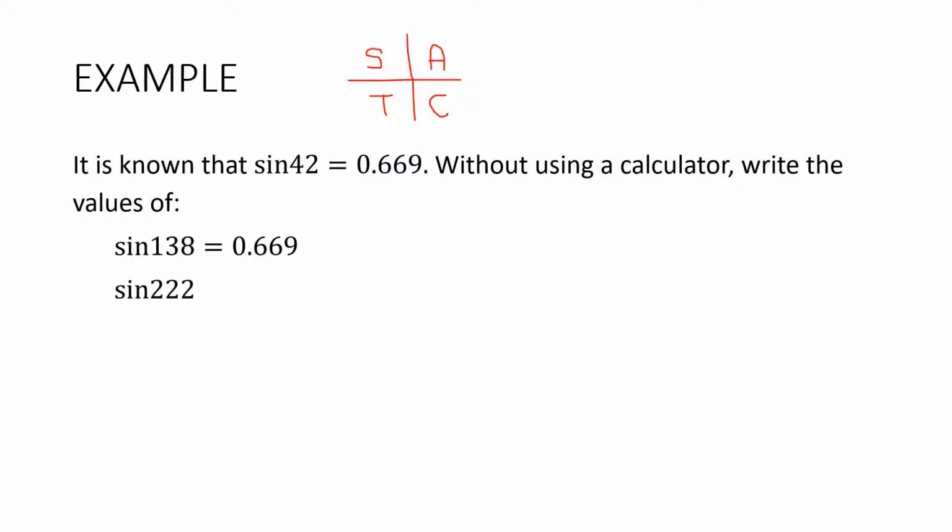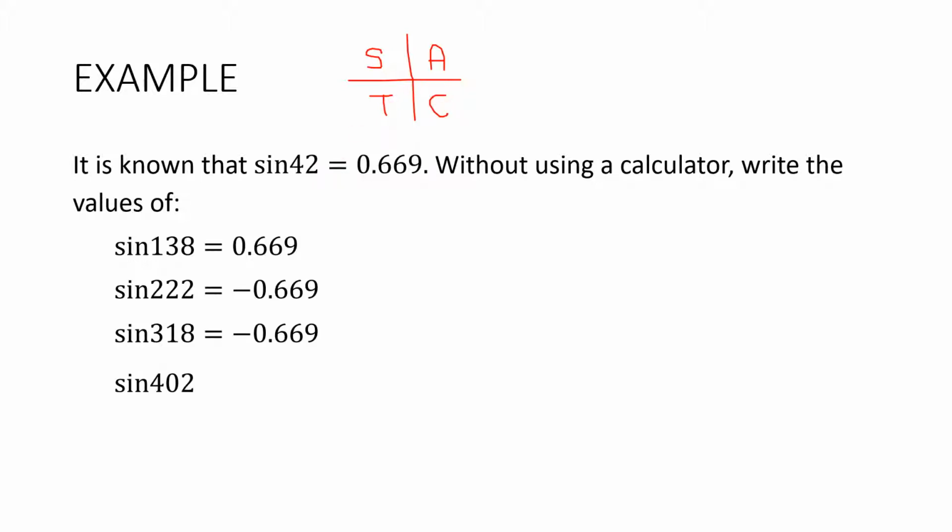Sine 222 is sitting in here. This is 180 plus 42, so in this case it's going to be negative. Sine 318 is in here. It's 360 minus 42. And again, sine will be negative.